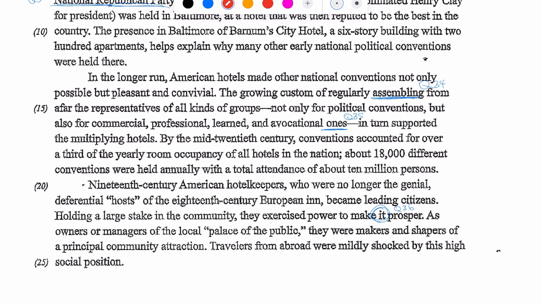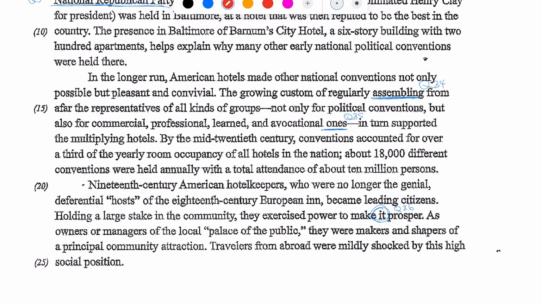All right, next, in the longer run, American hotels made other national conventions not only possible, but pleasant and convivial. The growing custom of regularly assembling from afar the representatives of all kinds of groups, not only for political conventions, but also for commercial, professional, learned, and vocational ones, in turn supported the multiplying hotels. By the mid-20th century, conventions accounted for over a third of the yearly room occupancy of the hotels of the nation, and about 18,000 different conventions were held annually, with a total attendance of about 10 million persons.